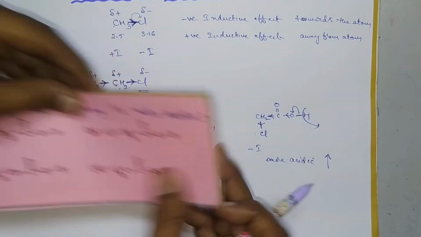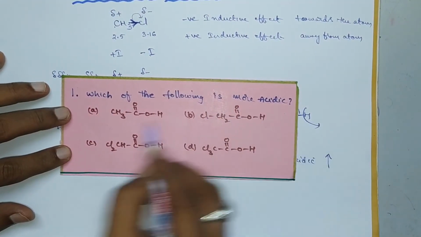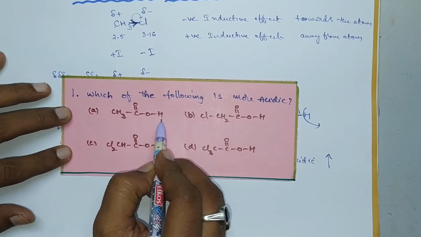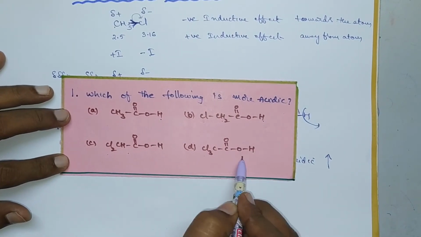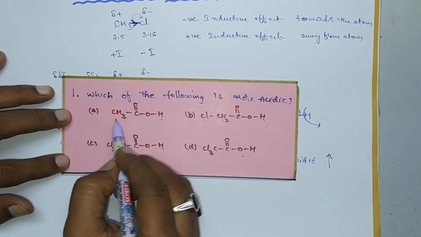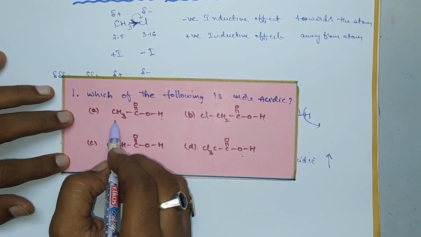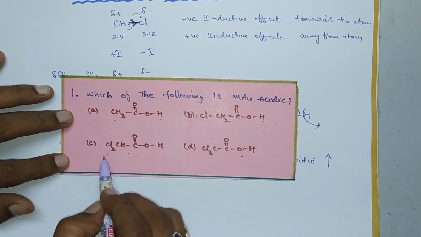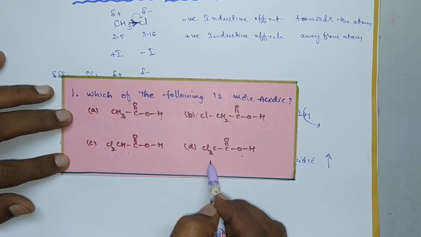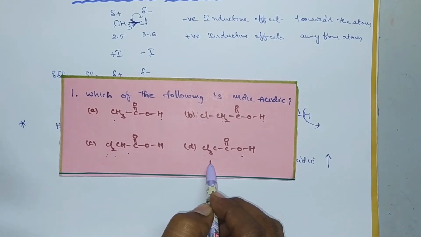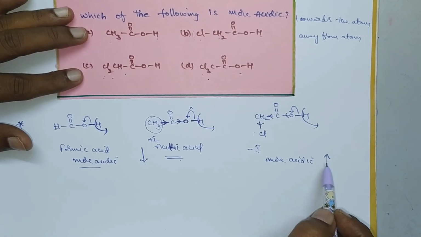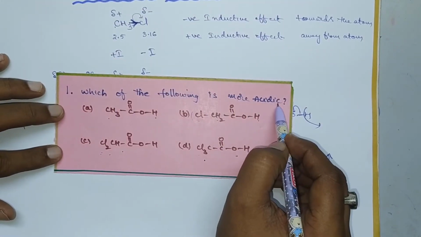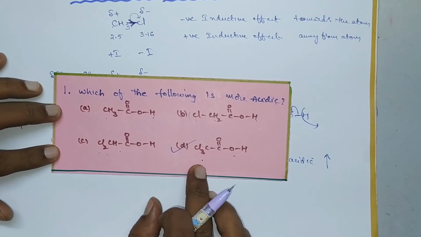The first one is, which of the following is more acidic? Here CH3COOH, acetic acid, chloroacetic acid, dichloroacetic acid and trichloroacetic acid. So here there is no minus effect. Here one minus affecting group is there. Here 2 minus affecting groups. Here 3 minus affecting groups are there. If there is any minus affecting group, the acidic character will be more. So trichloroacetic acid will be more acidic.